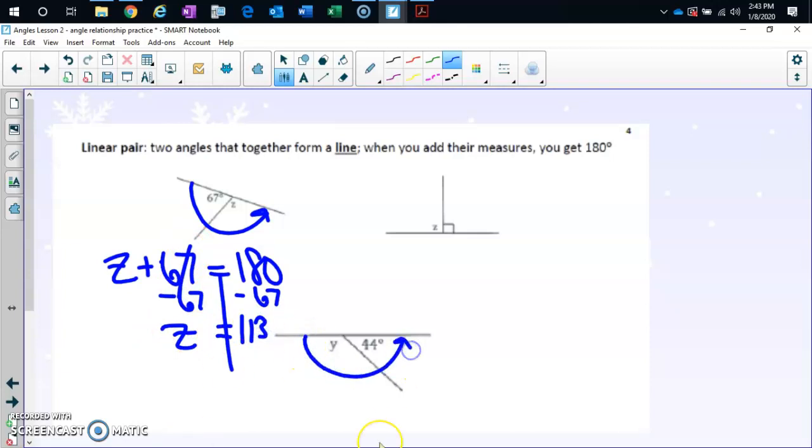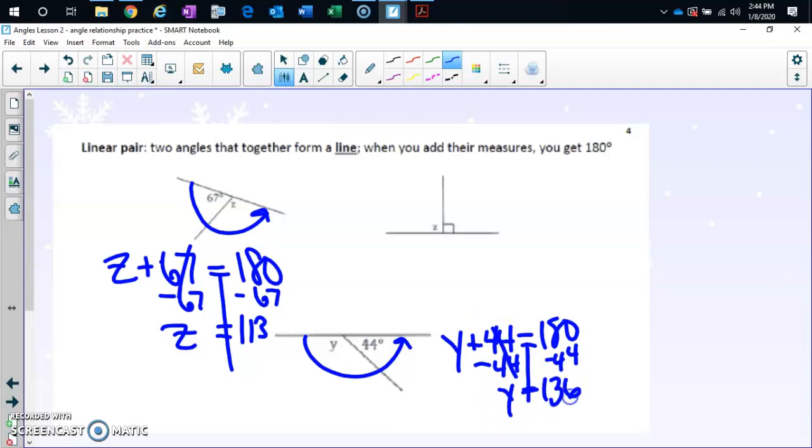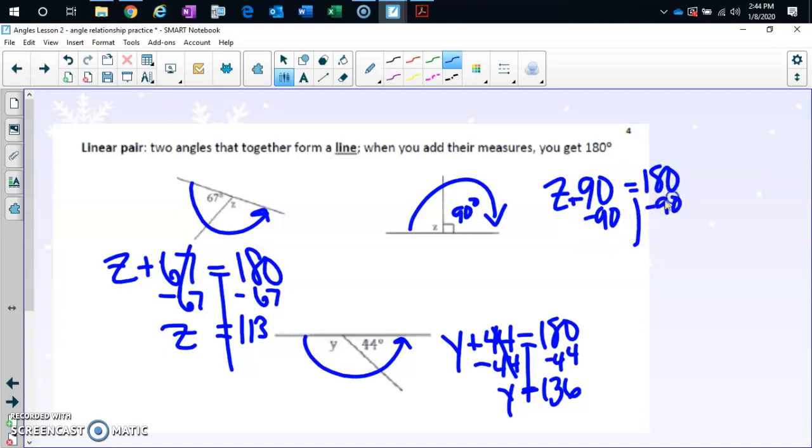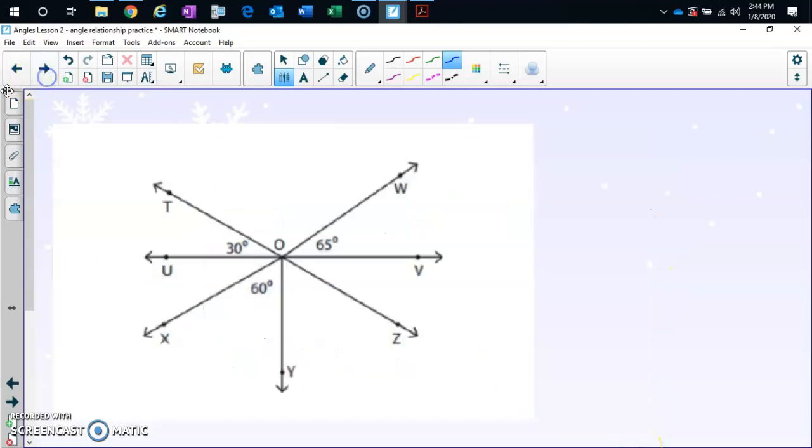Look at these two. Again, they are a linear pair. So my equation is Y plus 44 equals 180. Subtract 44 from both sides. Y is 136. Last one. This little box means that's 90 degrees. These two are a linear pair. So Z plus 90 equals 180. Subtract 90 from both sides. Z is 90.